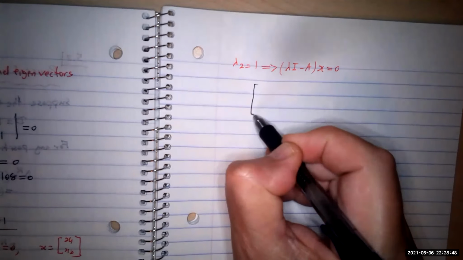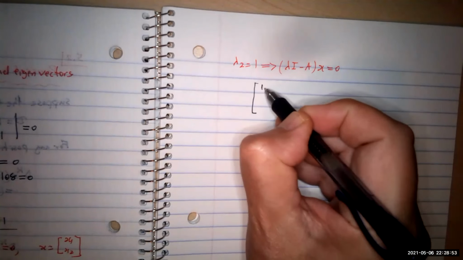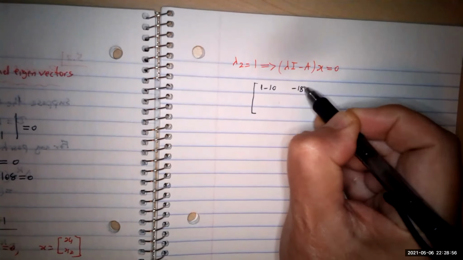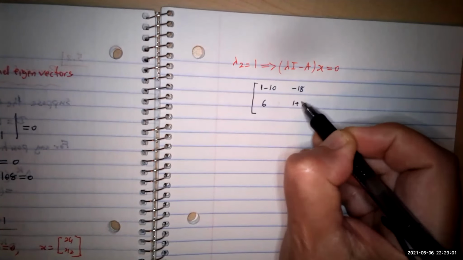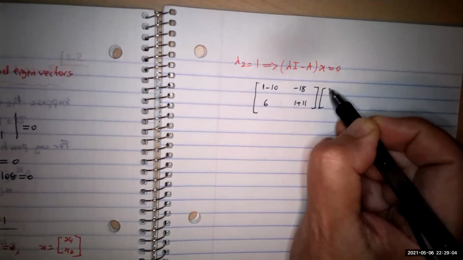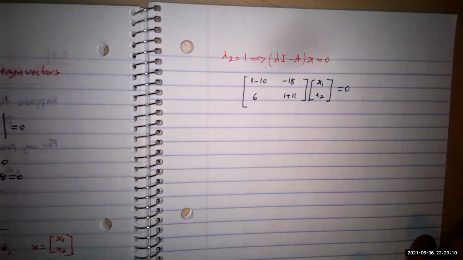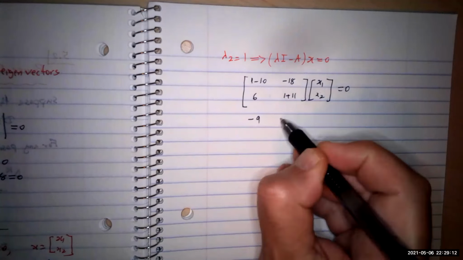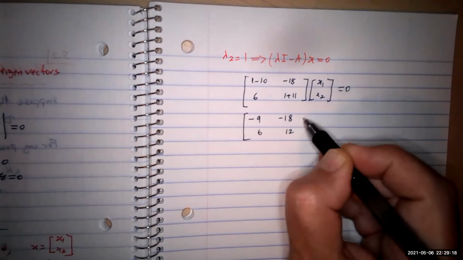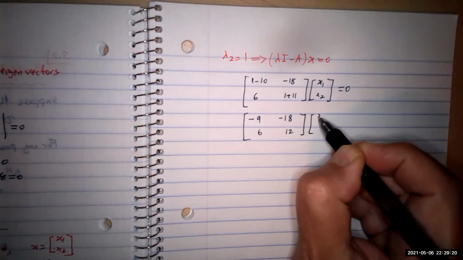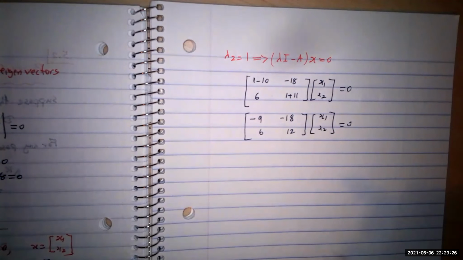If you substitute in that matrix form that we have, it's going to be 1 minus 10, which this time is -9, and the other one was -18, and then 6 and 1 plus 11, times x1 and x2, which is equal to 0. So that gives you -9 and -18, and then 6 and 12. Again, they are multiples of each other, so this system is dependent. So we can take one of these rows and multiply to get the other one.